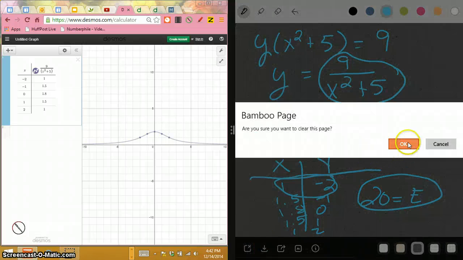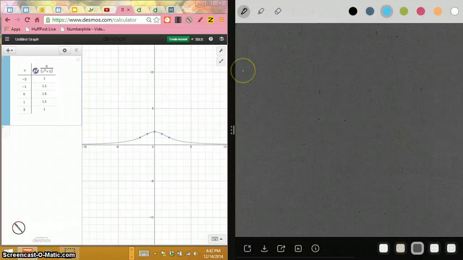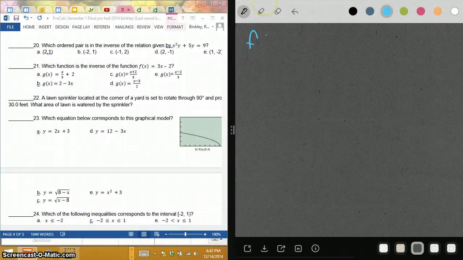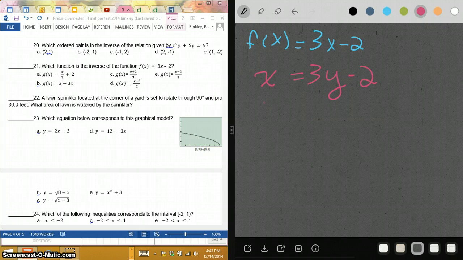Let's clear this up. Let's go to question 21 here. Which function is the inverse of the function f of x equals 3x minus 2? Okay, in this one, the first step is we change all of our y's to x's. So f of x obviously is our y, but we're going to change that to x equals 3y minus 2, and then we're going to solve this for y.